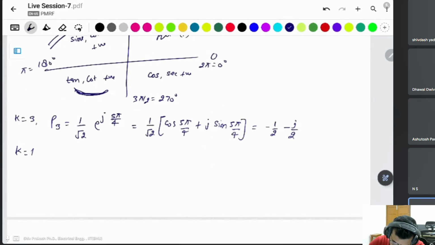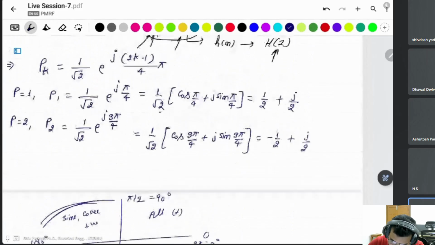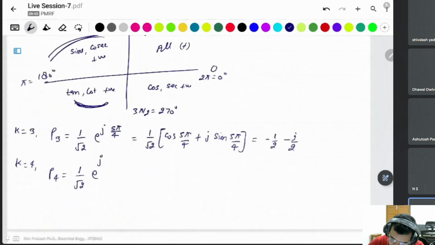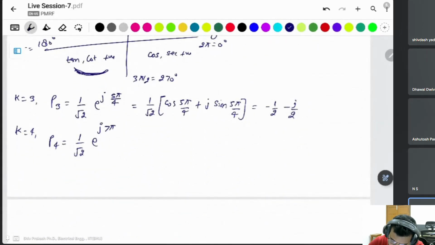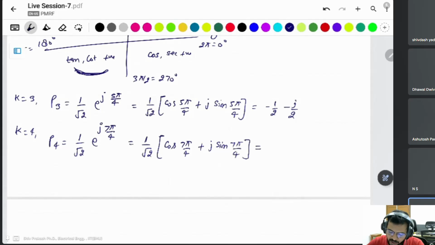Last one, k is equal to 4. P4 is equal to 1 by root 2 e to the power of j, 4 times 2 is 8 minus 1, 7 pi by 4. Cos 7 pi by 4 plus j sine 7 pi by 4 lies here. That's why sine is negative, cos is positive, then 1 by 2 minus j by 2.